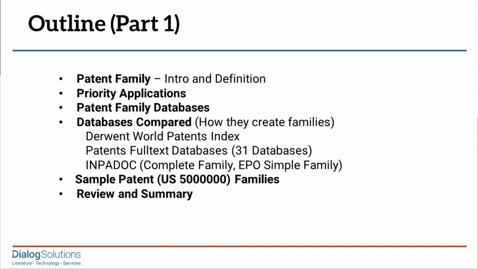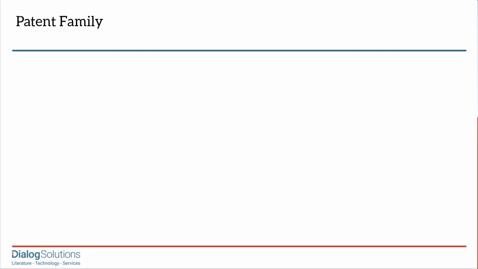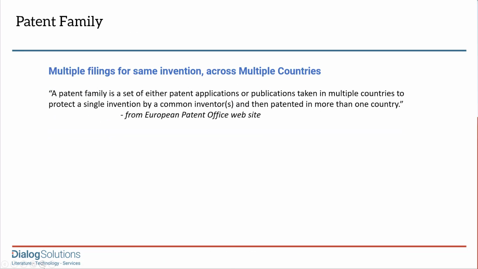So let's get started. The term patent family is widely used, but it has no single universal definition. Broadly speaking, a patent family is a set of patents obtained across multiple countries to protect the same invention, basically the same patent in different countries.